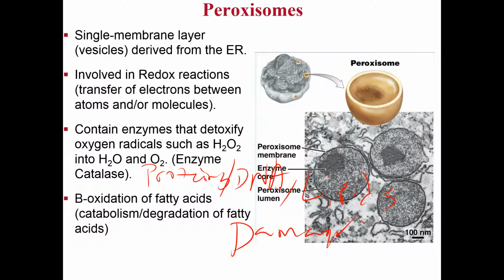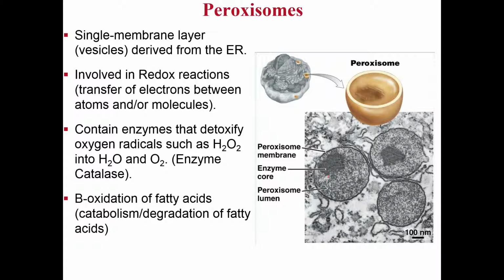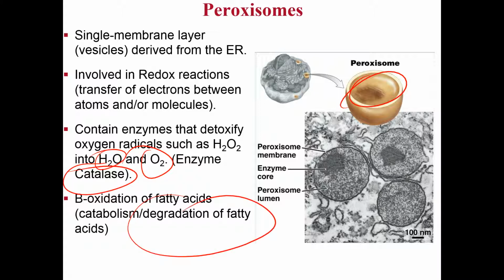So that's not very beneficial for a cell. So the cell has to be able to break down these toxic byproducts. It produces an enzyme called catalase. And this catalase is inside of your peroxisome, and it can break down the hydrogen peroxide and convert it into water and oxygen gas. Now, your peroxisomes are also involved in the beta oxidation, or the breakdown of your fatty acids.